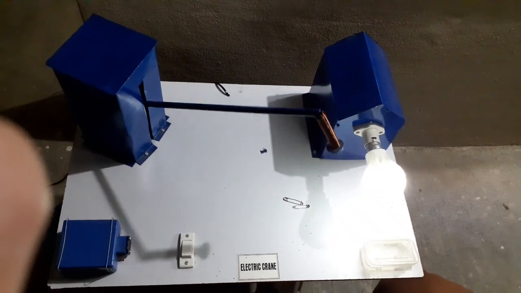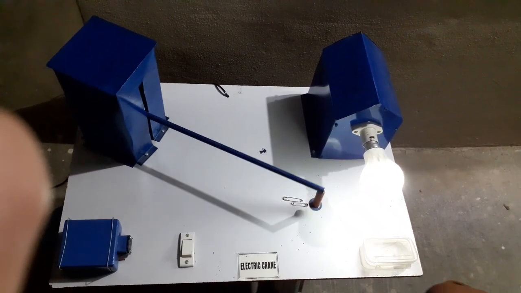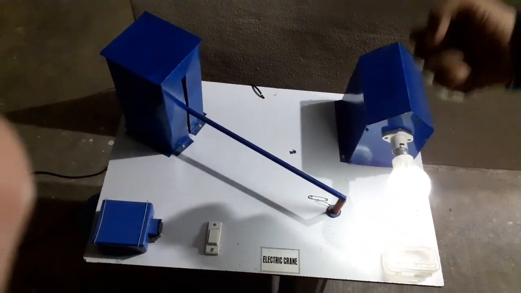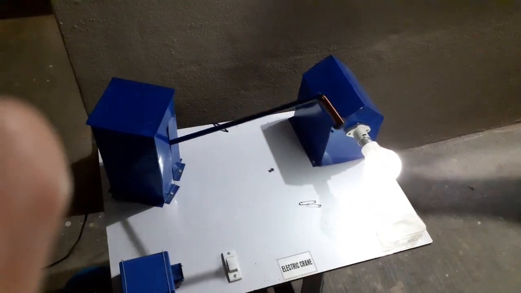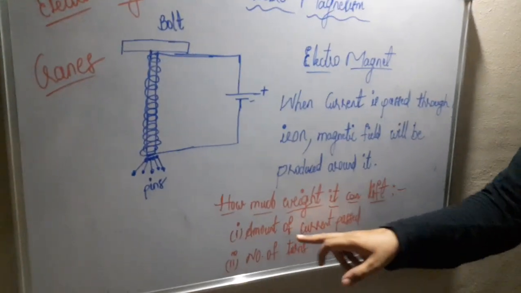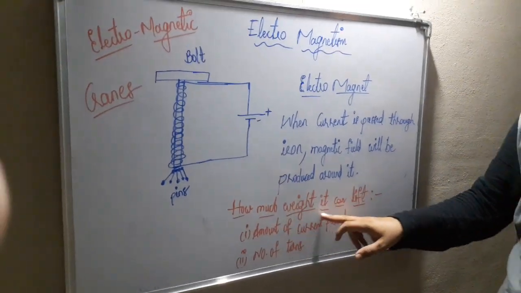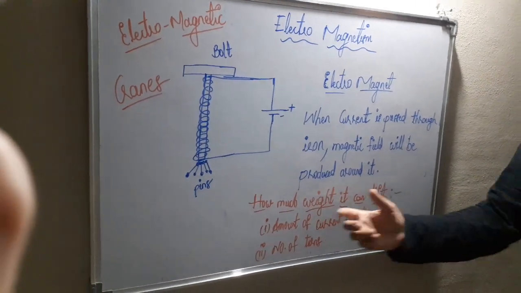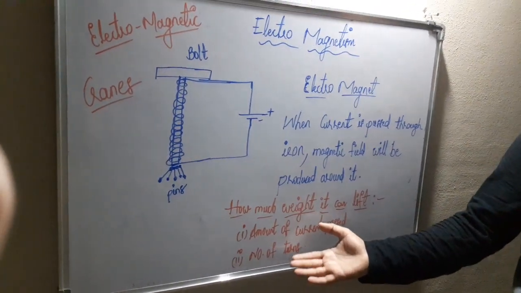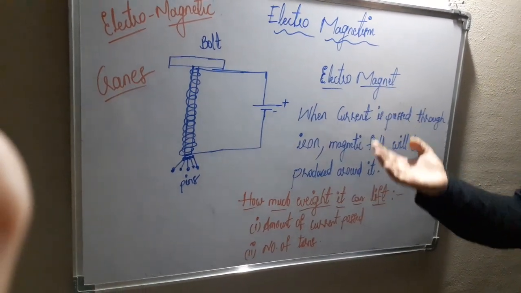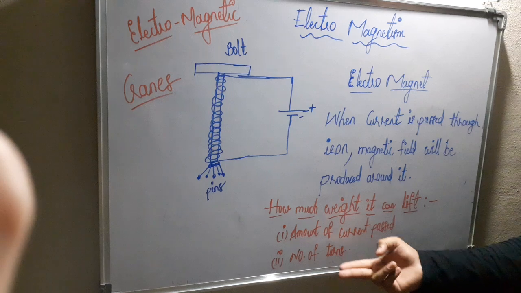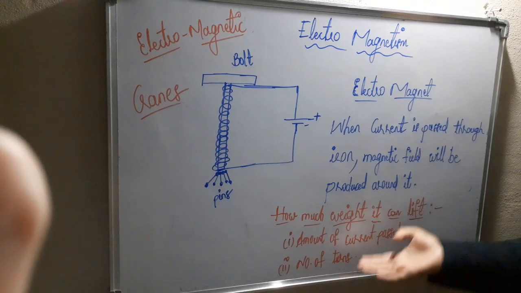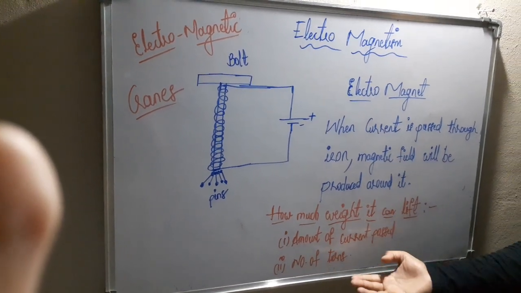Now how can you say how much weight it is going to lift? It all depends on how much current you are passing through the coil. In order to know how much weight it can lift, we need to know how much current is passed through the coil. If you pass more current, then it will lift more weight. The second factor is the number of turns. If you keep more turns, it will lift more weight. If you keep fewer turns, it will lift less weight.